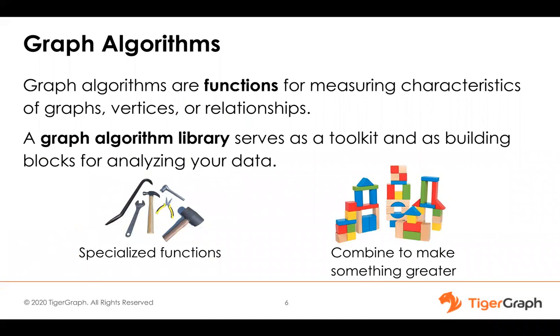Graph algorithms are functions for measuring characteristics of either entire graphs or some vertices or some relationships. People don't normally think of algorithms as functions, but in this case I want to emphasize that we have a data set, the graph. You specify some inputs, possibly in addition to the whole graph. Then there's a particular thing that you want to know about the graph, and that's the function. And then it outputs some things.